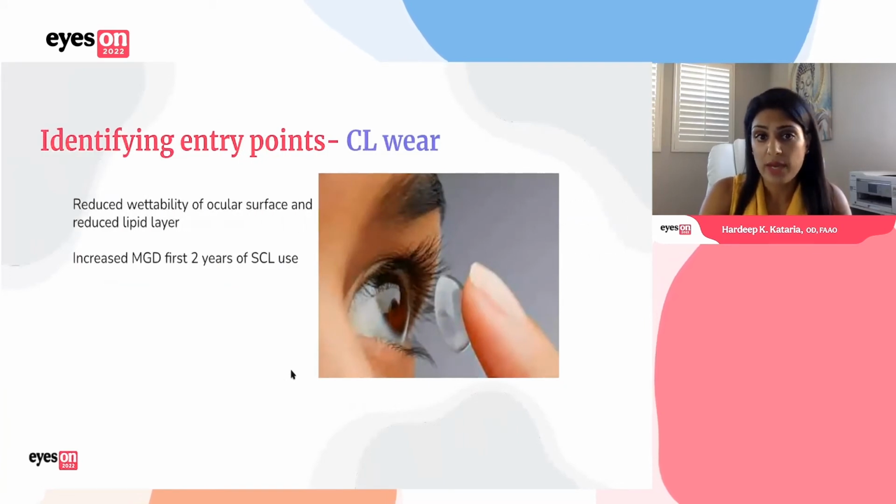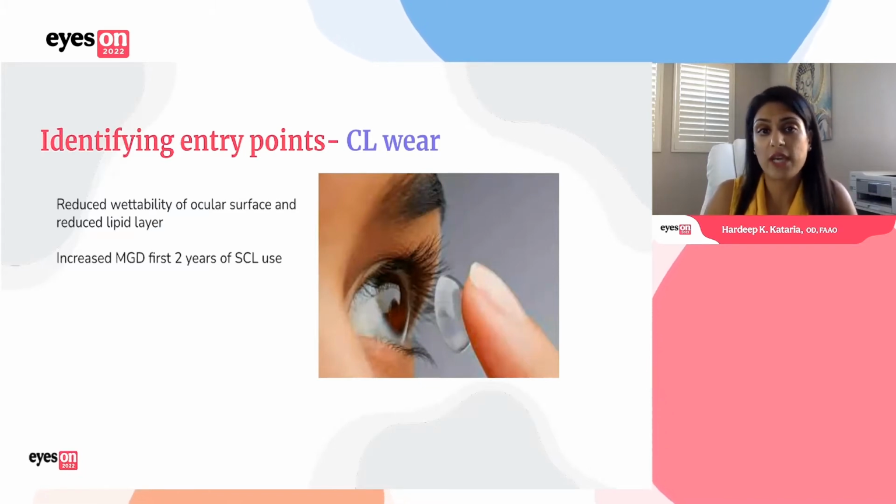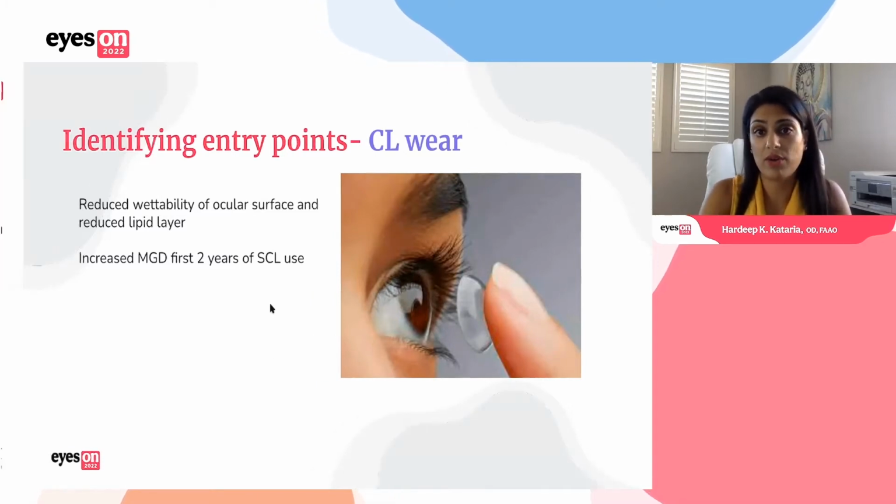And contact lens wear. The TFOS DEWS 2 report cited that just 2 years after wearing soft contact lenses, you can start to see signs of meibomian gland dysfunction. And so you really want to educate these patients here. And that's going to be by way of the reduced lipid layer and the reduced wettability on the ocular surface.